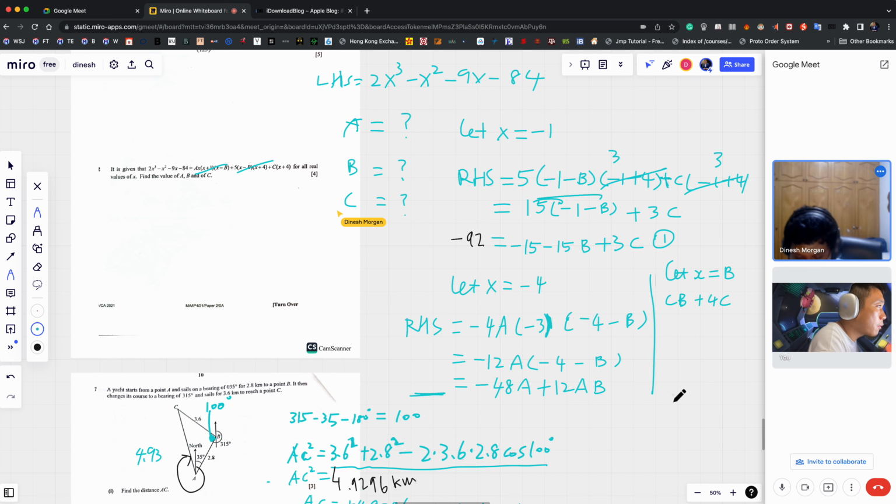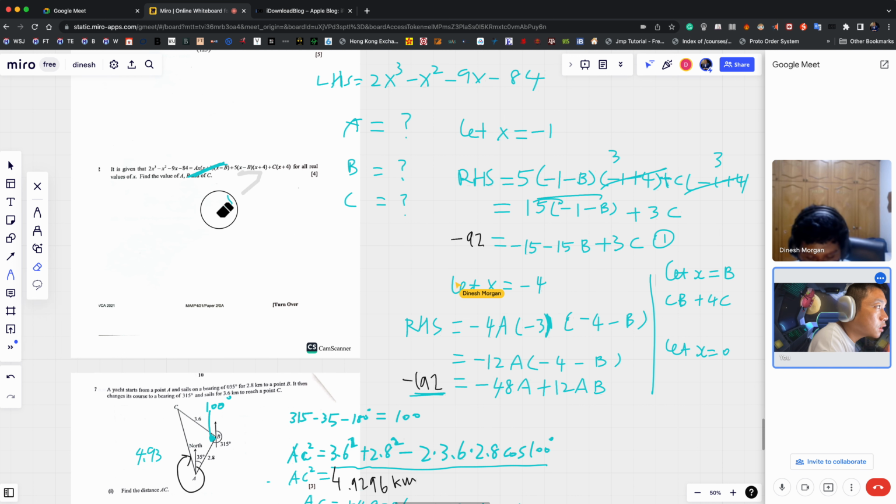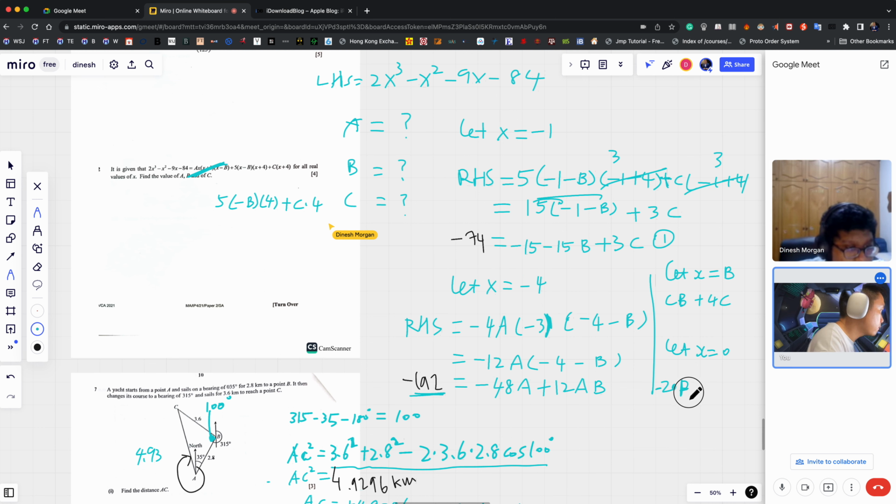Wait, hold on. No problem. Or actually, I can test x equal to 0 also. Then this one is gone. And this one is, sorry. So this will be 20 minus 20b plus 4c. Yeah, good.